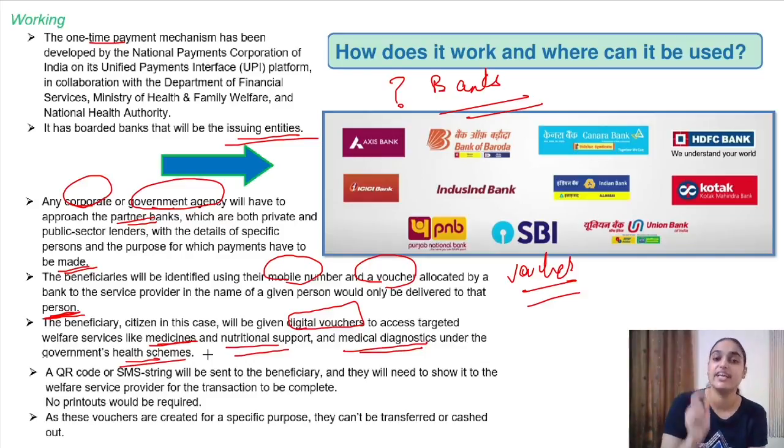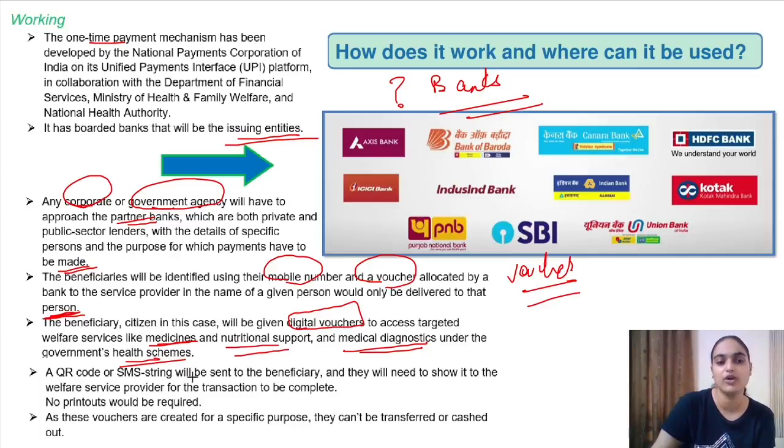So, ये एक digital voucher होगा, physical voucher नहीं होगा, digitally ये issue किया जाएगा. Government इसके through कोई भी health scheme run कर रही है तो आपको वो services provide करा सकती है, be it purchasing the medicines for free of cost, be it getting the medical diagnostics, the tests, the pathology tests done for free. So, उस purpose के लिए उस person के नाम पे वो voucher issue कर दिया जाएगा और वो उस जगह पे जाके वो सर्विस अवेल कर सकता है जस्ट बाय शोइंग दैट QR कोड और द SMS.